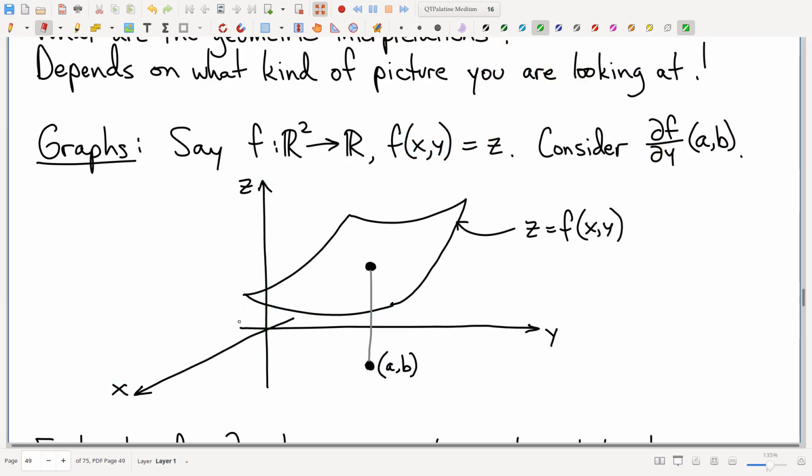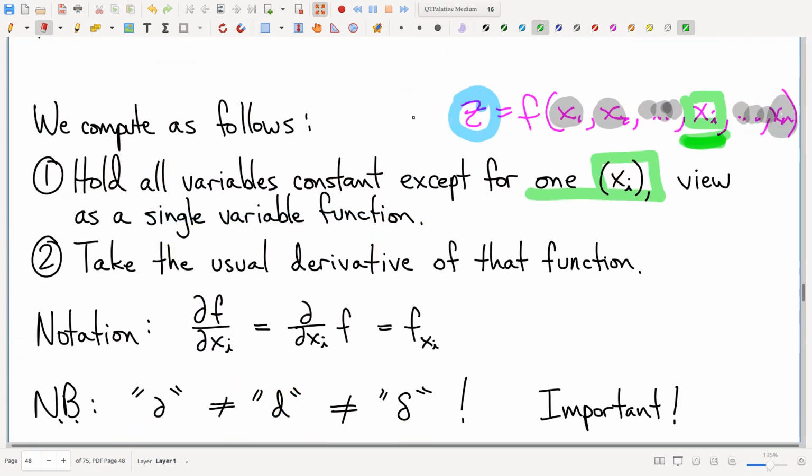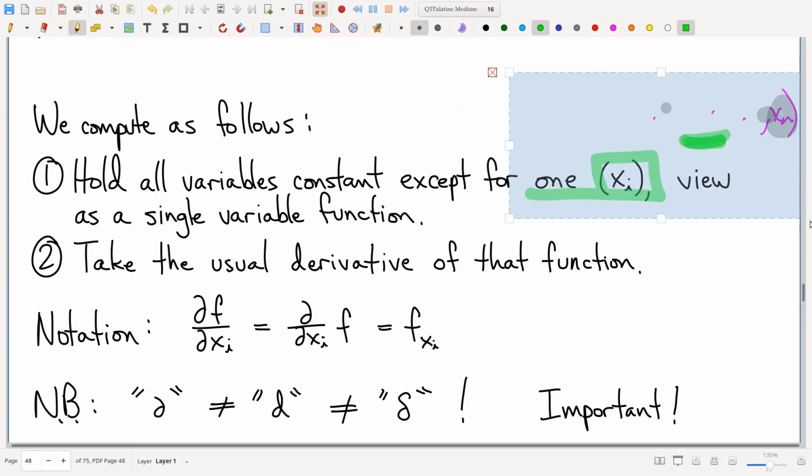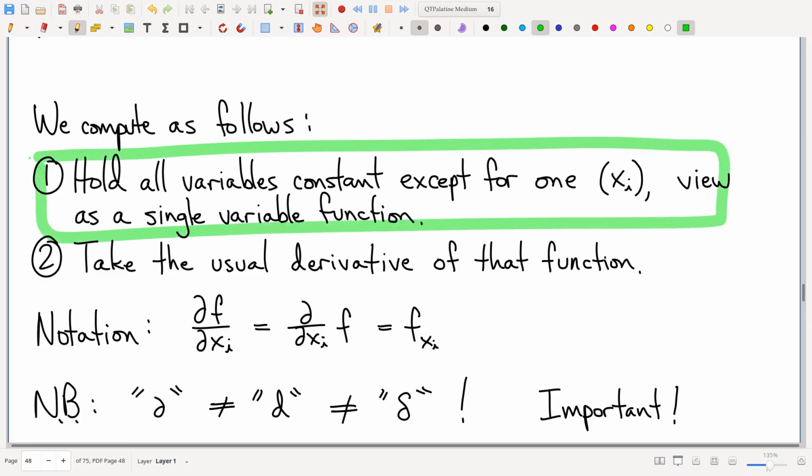Okay. All right. So let's do it. Good news. This two-step process for how we compute partials, we already have perfectly satisfactory geometric interpretations of these two steps. What does it look like when you set variables equal to a constant?